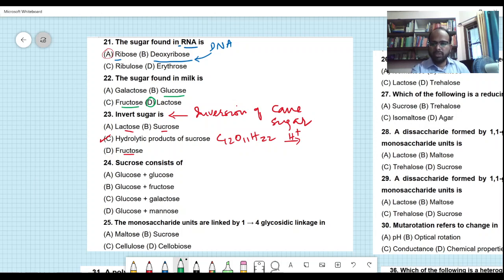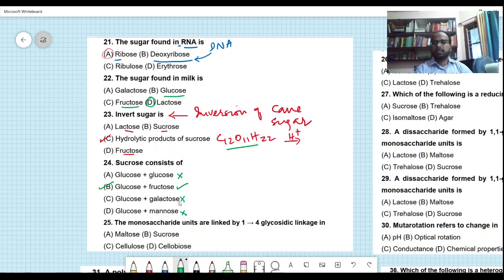For 24, the sucrose consists of. You have already seen here what sucrose consists of. It is not glucose plus glucose, it is glucose plus fructose. So B is the right answer there. It's not glucose plus galactose, it is not glucose plus mannose. So B is the right answer there.